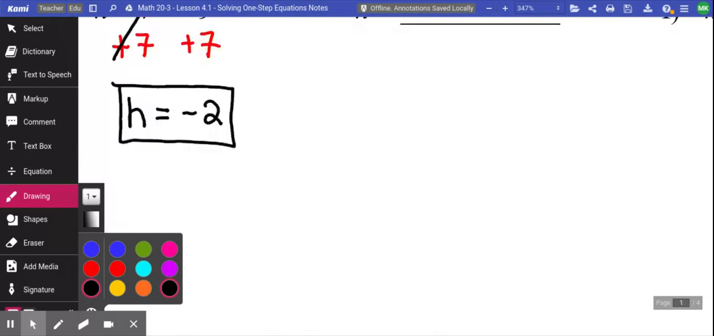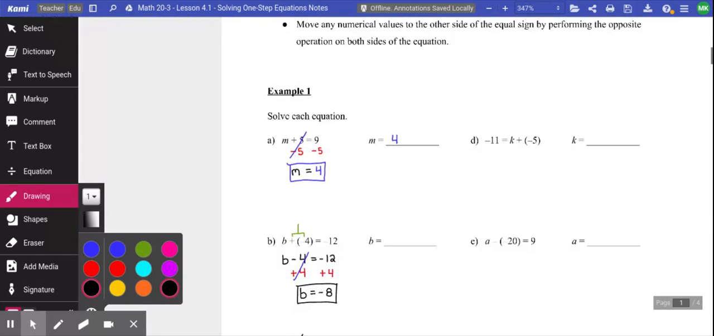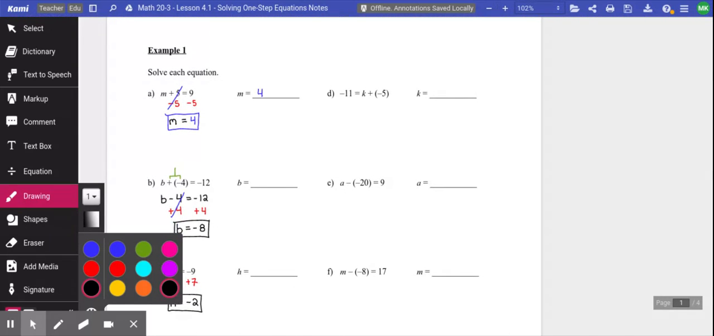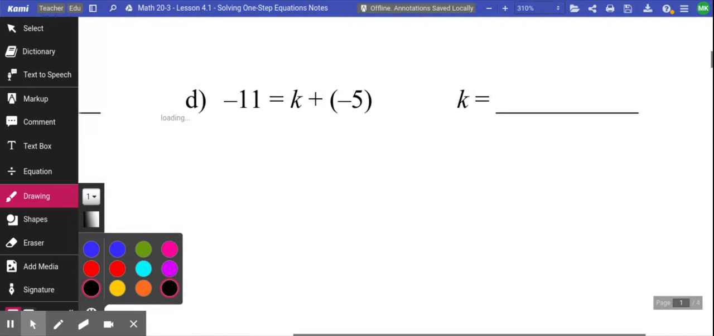Cool. Let's go up here. You have 3 questions there on the right. Actually, I'll do these ones with you still. This one's a little different because of where things are. Okay, this time k is on the right side of the equal sign. So I want to move this to the other side of the equal sign so that k is by itself.